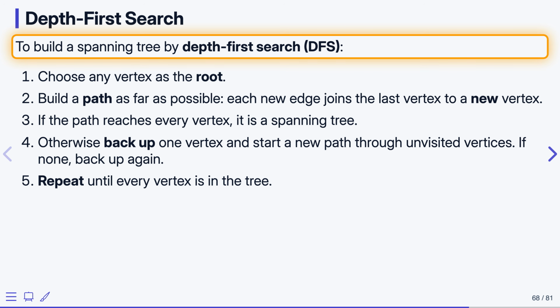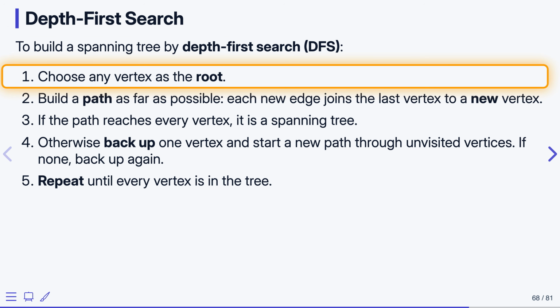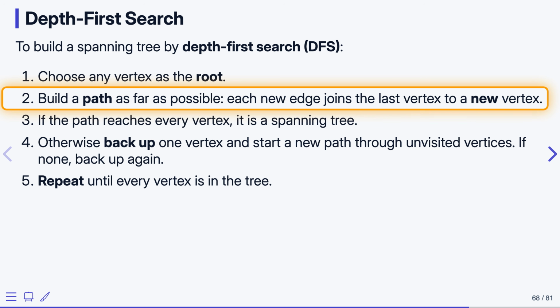Now our first method, depth first search, or DFS for short. The idea is to go as deep as you can, then back up when you get stuck. Step 1. Pick any dot to be the root. Step 2. Build a path by walking forward. Each new edge must lead to a fresh dot, one not already visited. Keep walking as long as there is a new dot to reach.